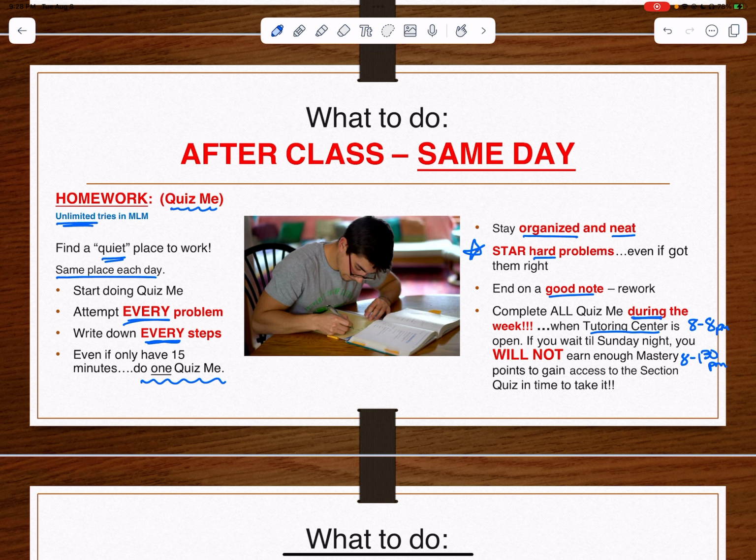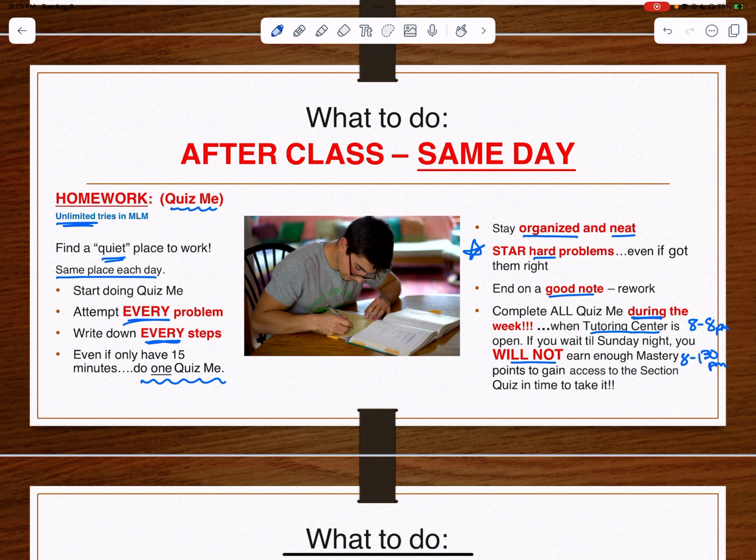So if you wait until Sunday night, which is when I make all my due dates, you're not going to earn enough mastery points to get access to the section quiz. Okay, so you have to get enough mastery points. So you have to pass, I guess you could say, each one of those homework quiz me's to get access to your section quiz.